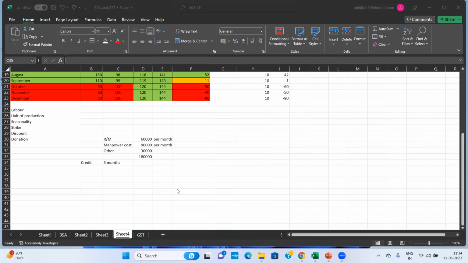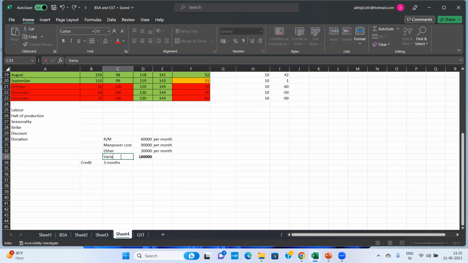Consider you are not getting anything on credit. So my question is, these are my expenses per month, and these are my variable expenses per month. And I have to give credit in the market for 3 months. Yes, Yashwant, you are correct. So we have to keep a working capital of 3 months.